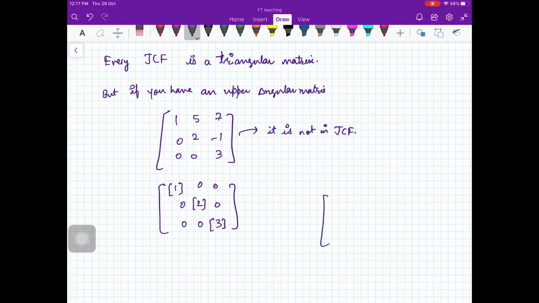Or I can take another example, say 1 1 1. Here I have 2 1 2. Suppose this is my upper triangular form, and by chance this is also in Jordan form. So every Jordan canonical form is a triangular matrix, but a triangular matrix or an upper triangular matrix may or may not be in a Jordan canonical form. Okay, so let us look at one problem.